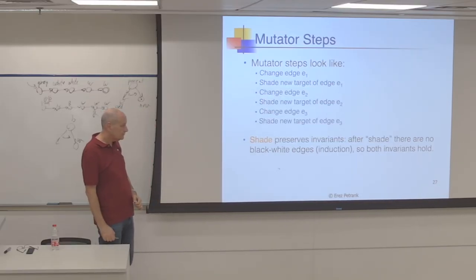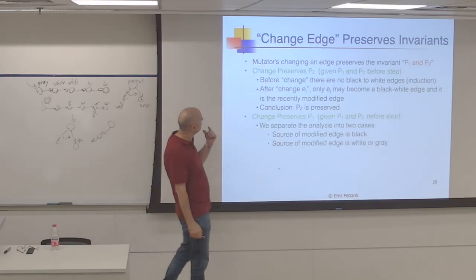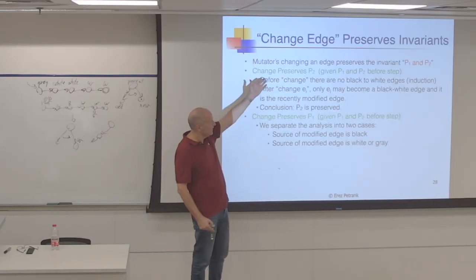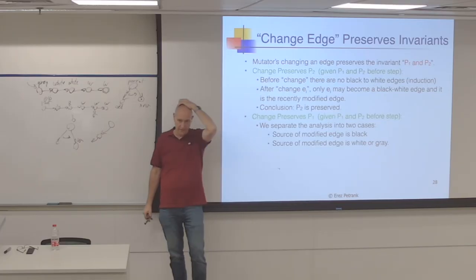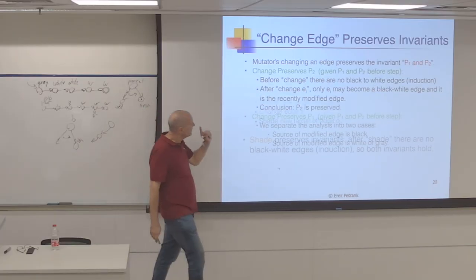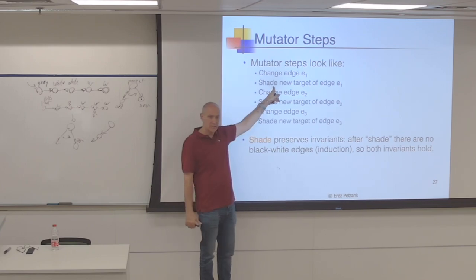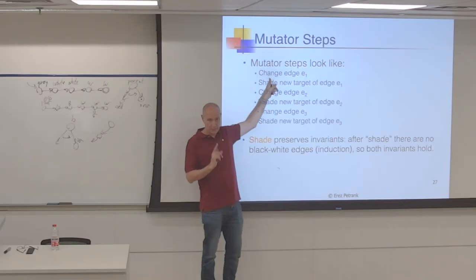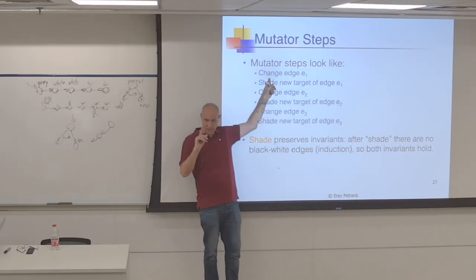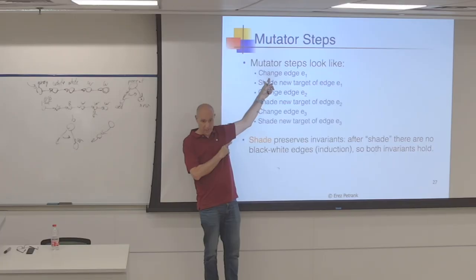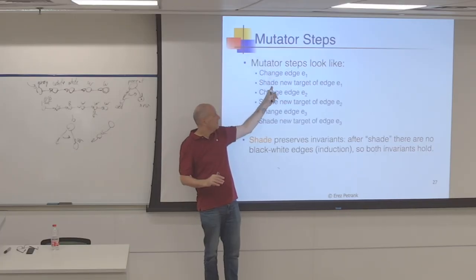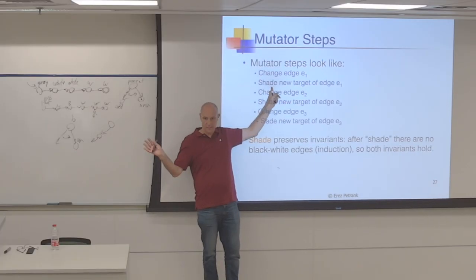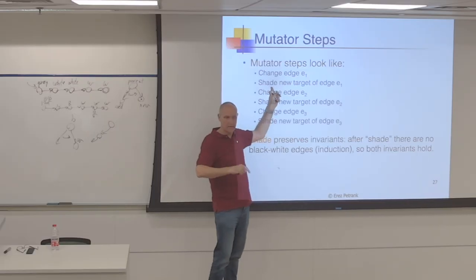Okay. So now we change an edge and we want to show that it preserves the invariant. So one thing I want to say, after I shade, there is no black to white edge, because after I change, there could be one black to white edge, and this specific one is the one that I changed. Could be nothing else. If I shade the target, then there's no black to white edge anymore, because I just shaded the only target of a possibly black to white edge.